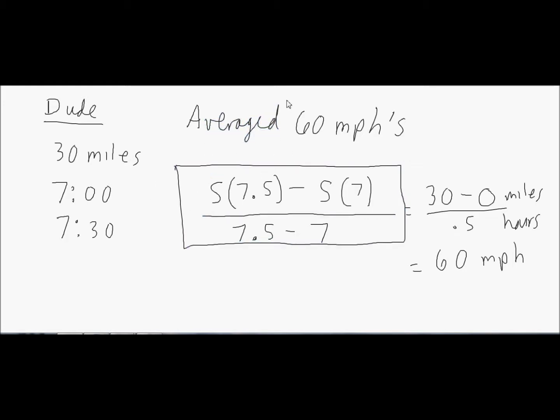But that's really all the mean value theorem says. If you know the average rate of change, in this case 60 miles an hour, then you know the instantaneous rate of change, his speed at any given second, must have been 60 miles an hour somewhere.